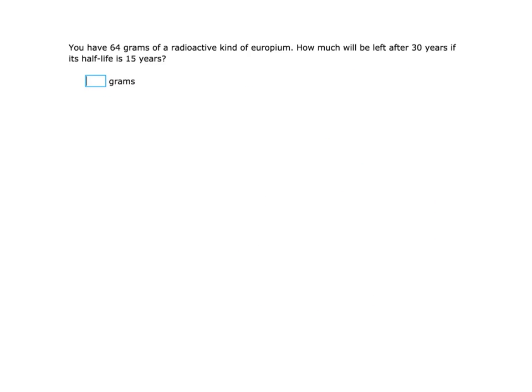So let's keep on going. You have 64 grams of radioactive europium. How much will be left after 30 years if its half-life is 15 years? All right, well, what the heck do they mean when they say half-life here? That's what we're trying to figure out. So here's the relevant information. We've got the 64 grams.